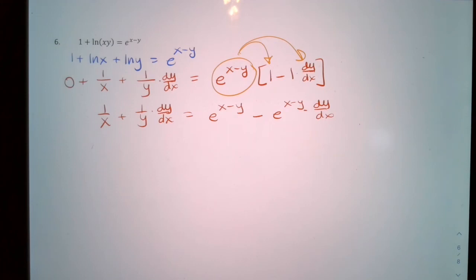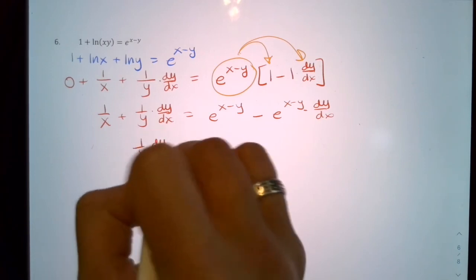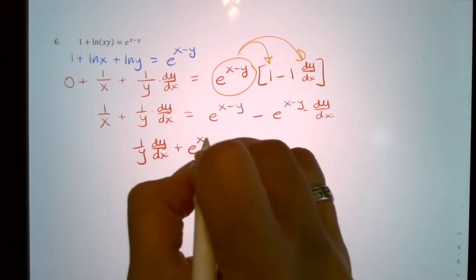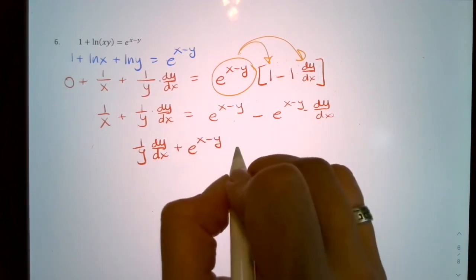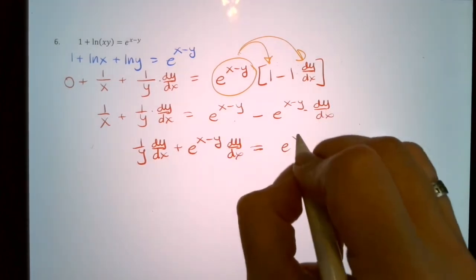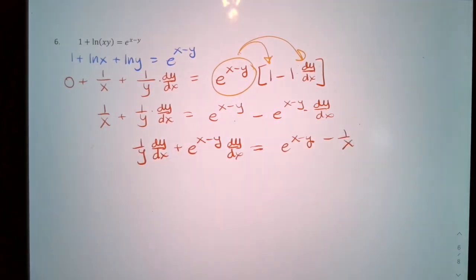Now I can separate my equation into dy/dx terms and non-dy/dx terms, right? The haves and have-nots. So just to be flexible, I'm going to move all the dy/dx's over to the left. Why not? It doesn't matter which side you move them over to. So that means I'm going to leave the 1 over y dy/dx already here. I'm going to move this guy over, and it now is positive, e^(x-y) dy/dx. And now I'm going to leave that e^(x-y), but move that 1 over x over. It becomes negative, right?